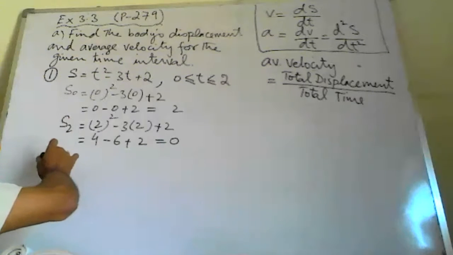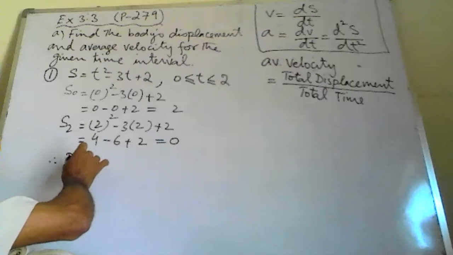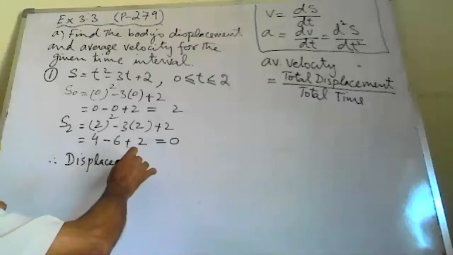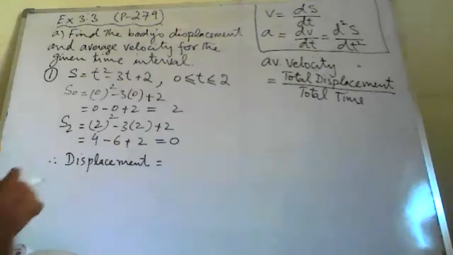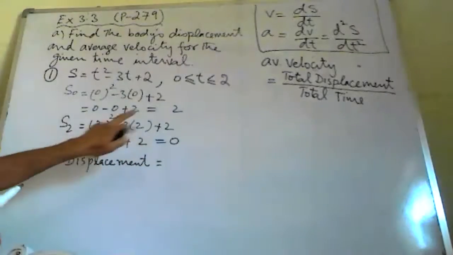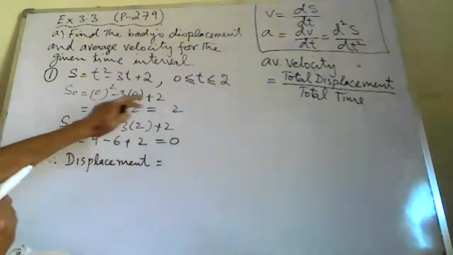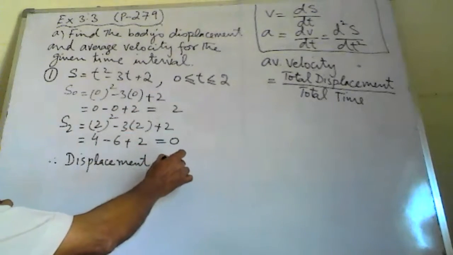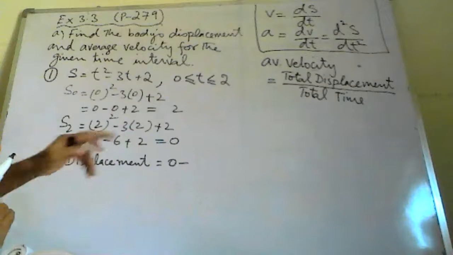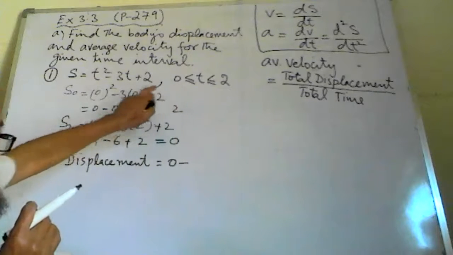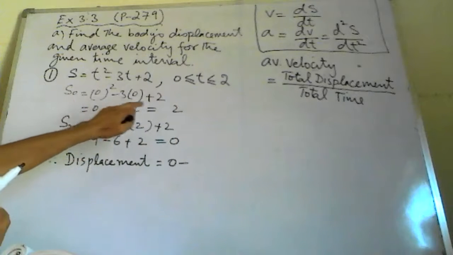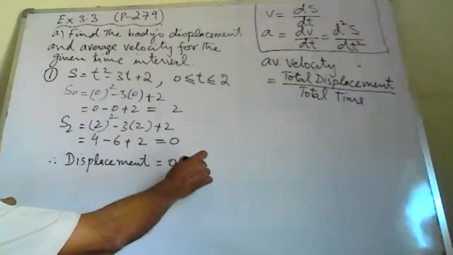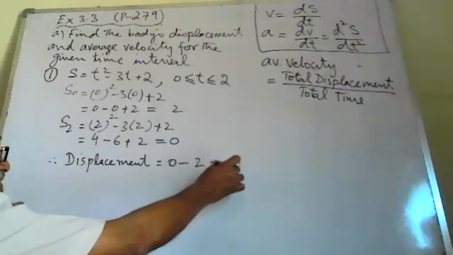Therefore, displacement required is equal to the final displacement. ये आखिरी जो टाइम है उस पर डिस्प्लेसमेंट कितना है हमारे पास 0, माइनस द इनिशियल डिस्प्लेसमेंट, व्हेन द स्टार्टिंग टाइम 0 था तो 0 पर डिस्प्लेसमेंट कितना आया, 2 आया। तो 0 minus 2, the answer is minus 2.